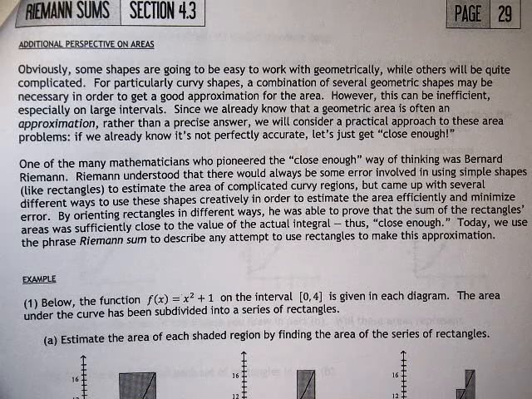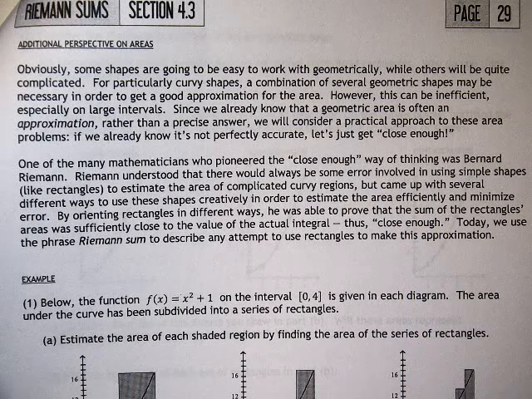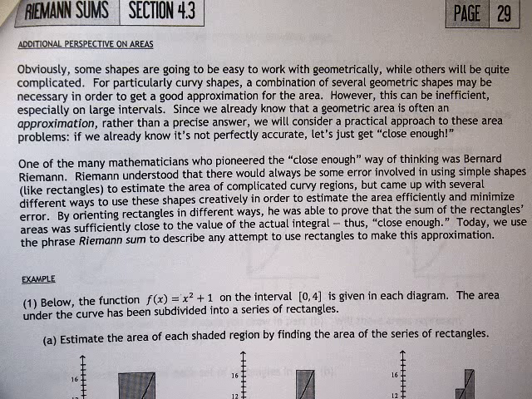It inherently doesn't sound possible, and Riemann actually acknowledged that he knows that square shapes like rectangles really aren't a very good fit for geometrically curvy shapes like parabolas or something like that. But his approach was definitely one of the close enough mentality. So again, if you have a chance to read the first couple of paragraphs, it might give you a little bit more context about what we're actually trying to accomplish.